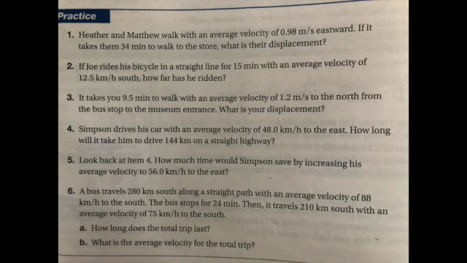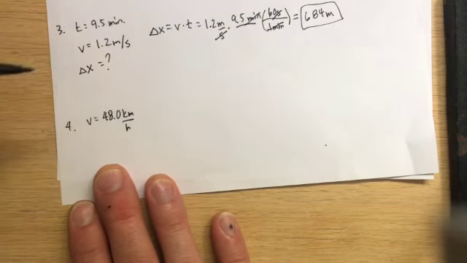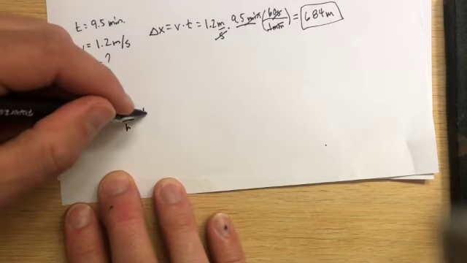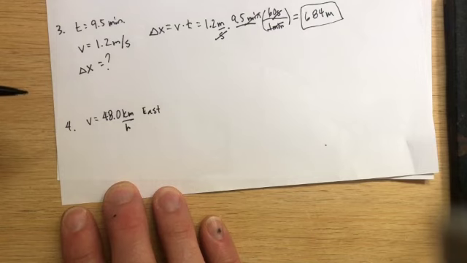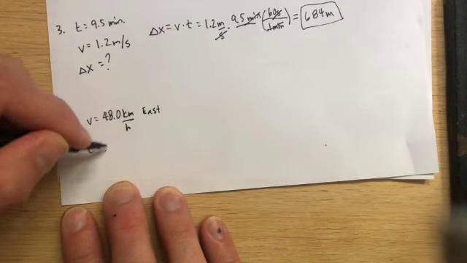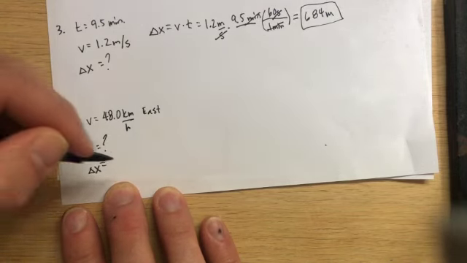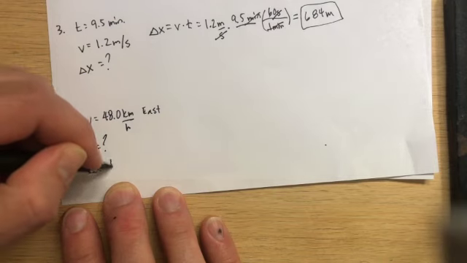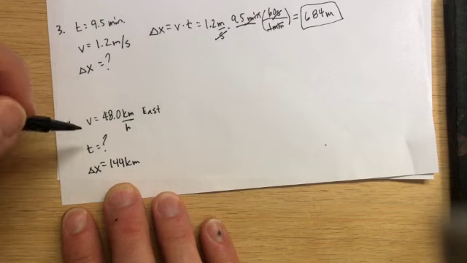Number 4 says Simpson drives his car with an average velocity of 48 kilometers per hour. So V equals 48 kilometers per hour, to the east. Guess I haven't been paying attention to direction here. How long will it take him to drive 144 kilometers on a straight highway? So how long? Now our time is the unknown, and we're given a displacement of 144 kilometers. Okay, so how do we figure out what time is?